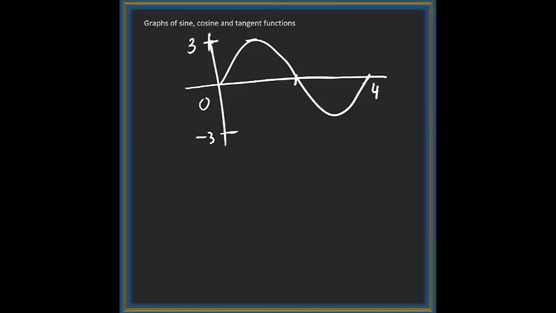In this example, we are given a graph. We need to find the function. First of all, you can easily understand that this is a sine graph, and the period of this sine graph is 4.